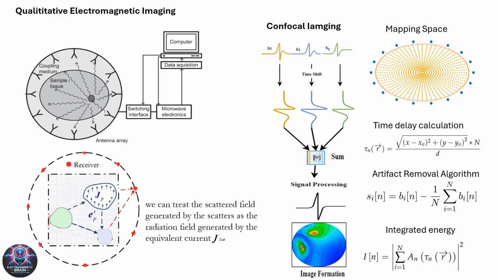Image intensity formula, IN, represents the intensity of the reconstructed image. It sums over all antennas after accounting for the time delay, producing the final image, with regions corresponding to different tissue properties.